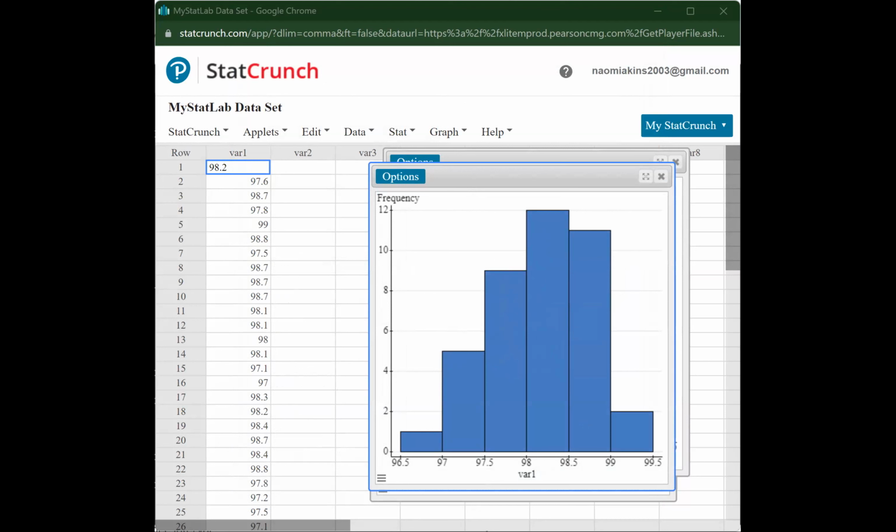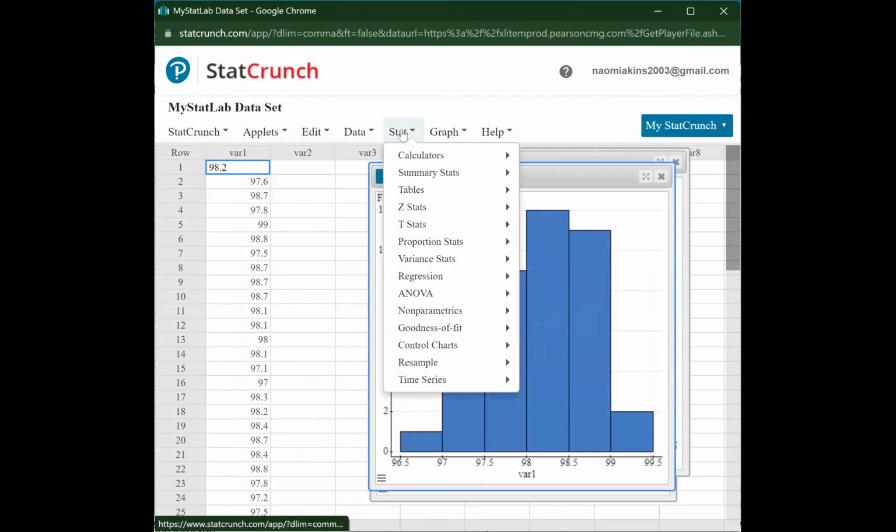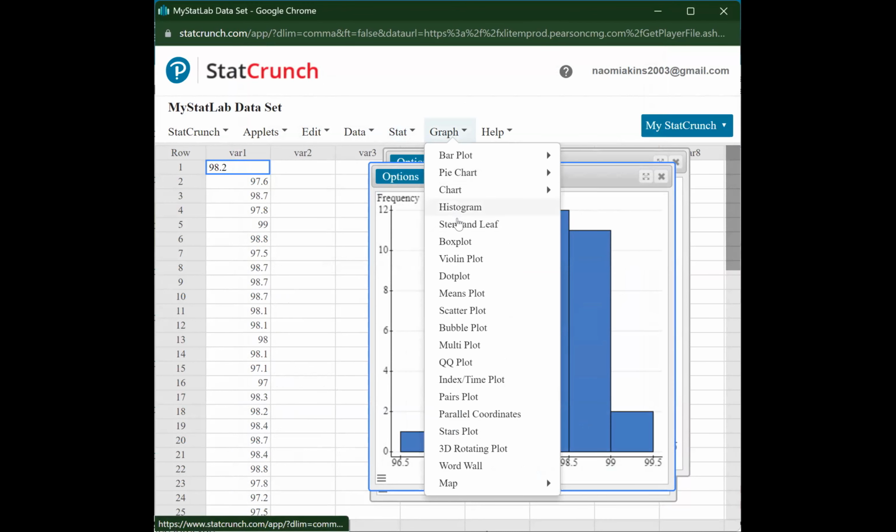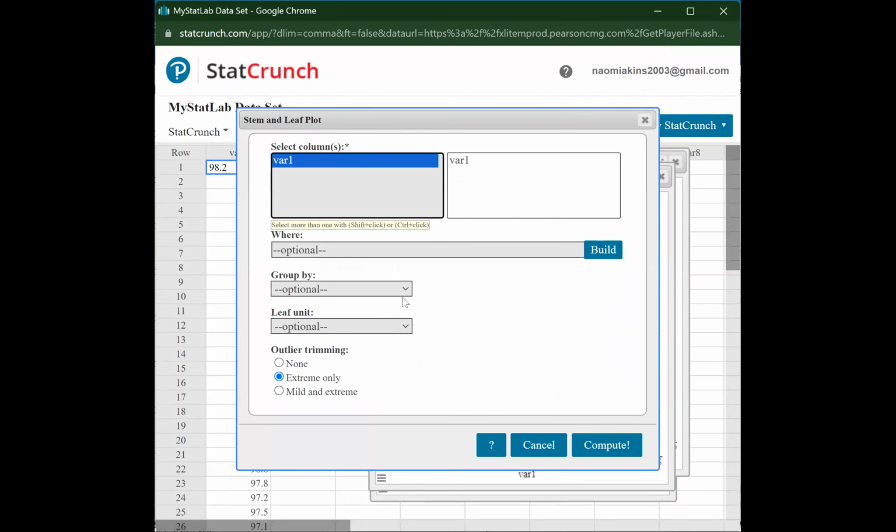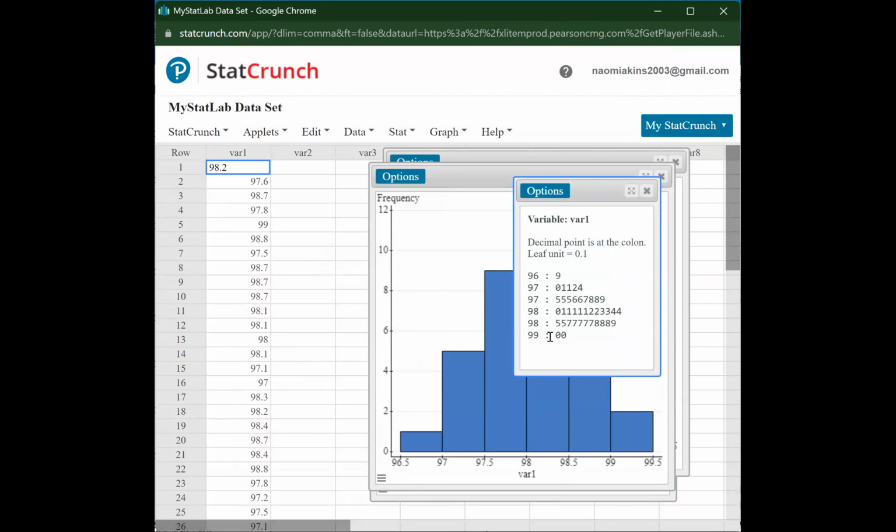But wait, there's more. It even does what's called a stem and leaf, which you probably had to do at some point. And you can see that it looks like here. And then you just try to match it up to what you have there.